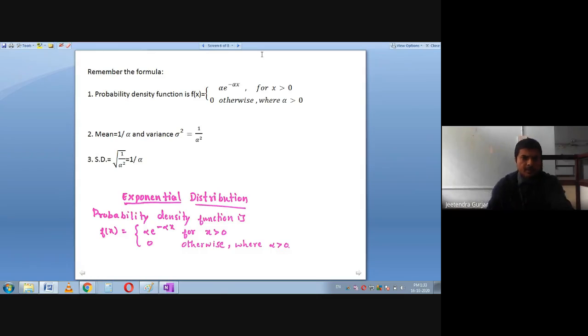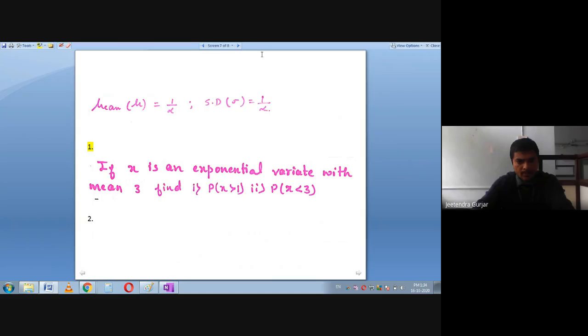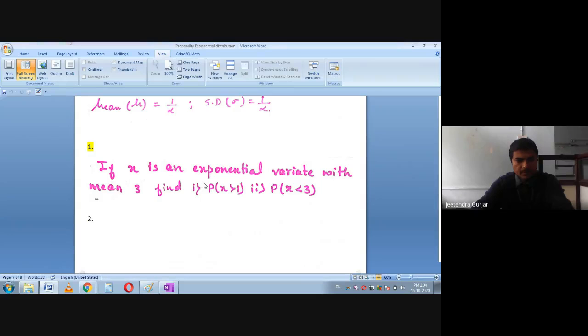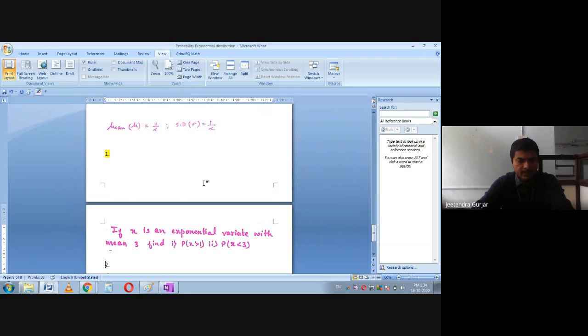So remember this, students, very very important. The probability density function is f of x is equal to alpha e raised to minus alpha x for x greater than 0, and 0 otherwise, where alpha is greater than 0. Mean is equal to 1 upon alpha, variance sigma square is equal to 1 upon alpha square, and standard deviation SD is equal to 1 upon alpha, students. Okay, please remember this. So immediately we'll go with the example, students. I already told you, instead of lambda we are going to go for alpha. Just replace this, and now we see the first example.